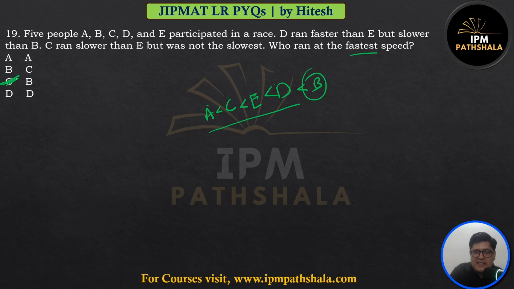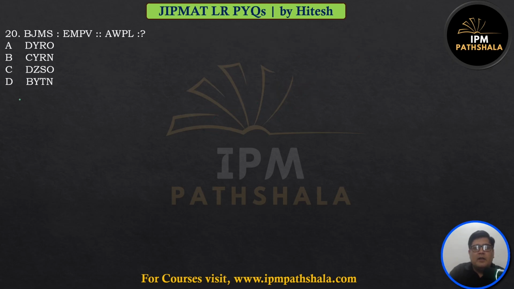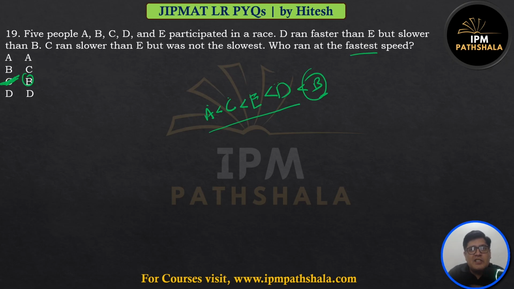The option is C. A lot of people make this mistake. When you are marking your answer, always keep in mind what you're looking for. You're looking for the person named B. Person named B is here. Option is C. This kind of question is called sequencing.